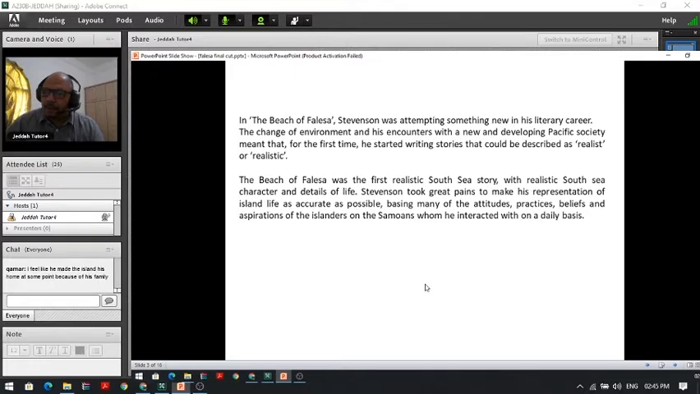So the idea of accuracy, the fact that Stevenson took pains in reproducing what he had seen on these islands. He was trying to be as accurate as he possibly could. So we're talking about attitudes, practices, beliefs and aspirations of the people on the islands.